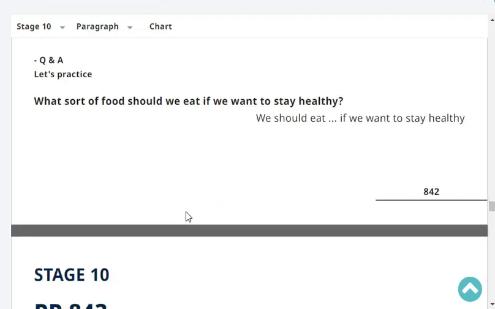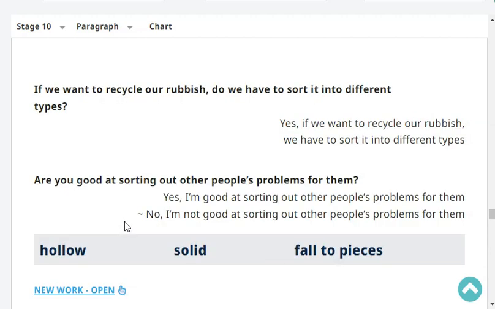What sort of food should we eat if we want to stay healthy? We should eat fruits and vegetables if we want to stay healthy. Very good.